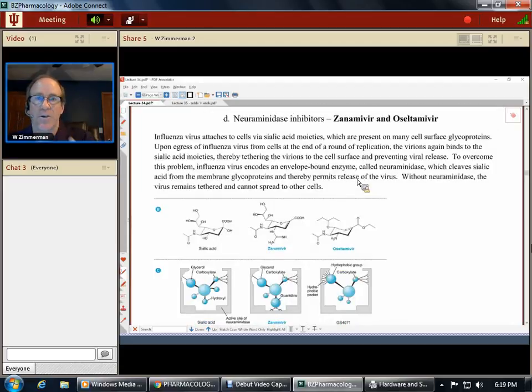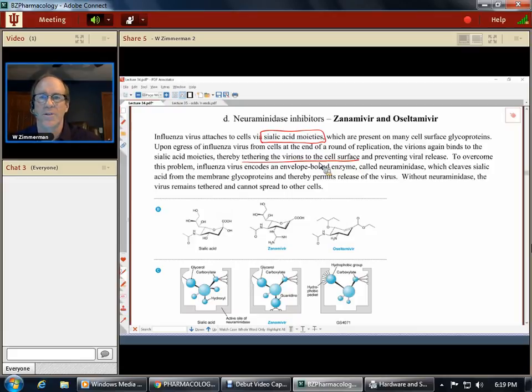Okay, then we have these drugs that are called the neuraminidase inhibitors. And it's for influenza. It's for the regular flu. But this attaches to cell via these sialic acid moieties, which are present on many cell surface glycoproteins, and upon egress, or when the influenza virus is trying to leave, it's done its replication and now it's getting ready to leave, it's tethering the virions to the cell surface and preventing their release.